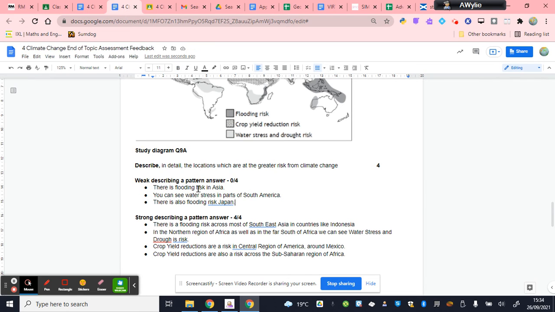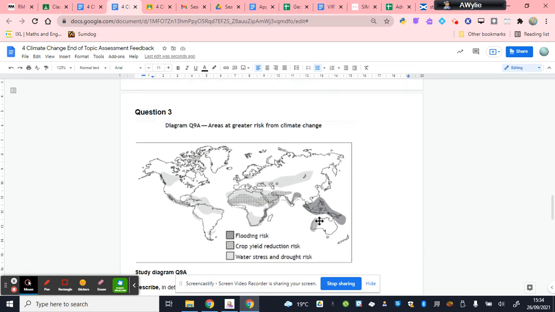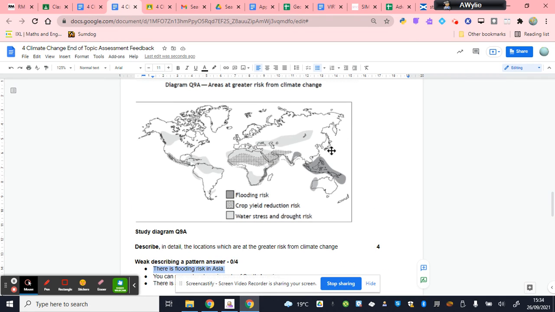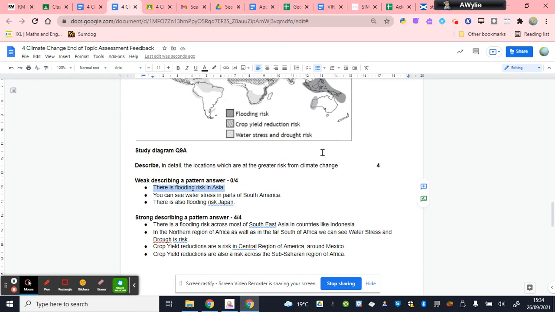Second of all, this first point says Asia. Now, if there was a flooding risk in Asia, which there is in this area of India or Southern Asia, then you could have been credited a mark. But because you didn't identify that, Asia is not enough detail. Water stress in parts of South America, well, that is true. There are parts of South America with water stress, but we don't know which part. So if we'd said the northern region, that would have got a mark. There is also flooding risk in Japan. Well, that is plain just not true because there is Japan on the map and there is nothing indicating flooding in Japan. So no mark there.